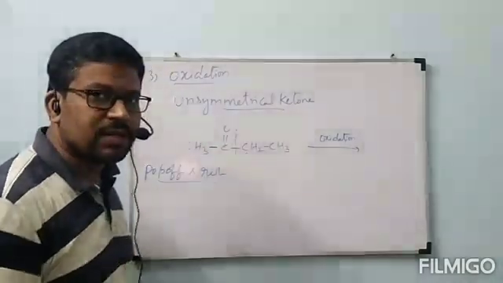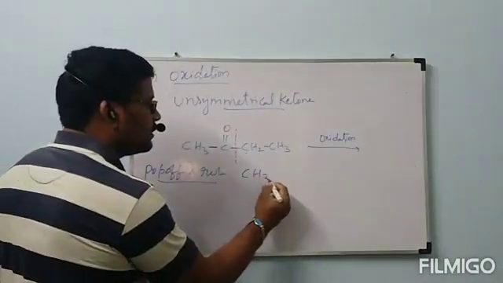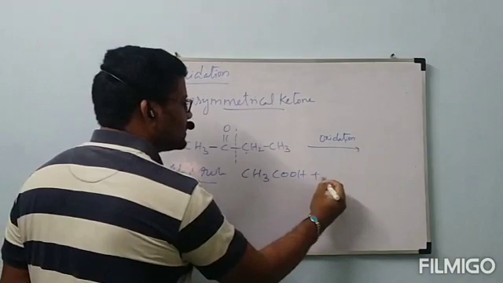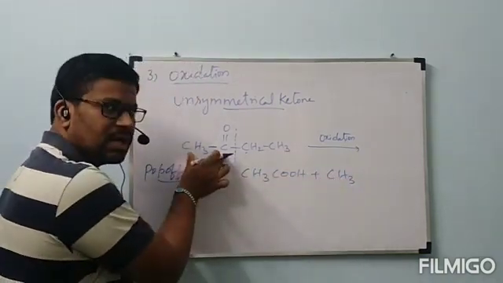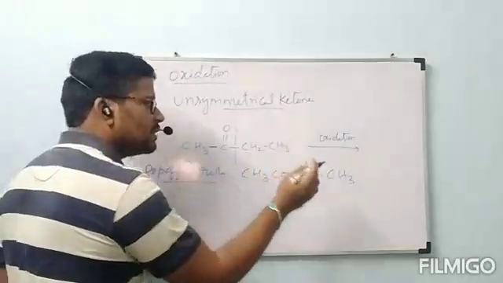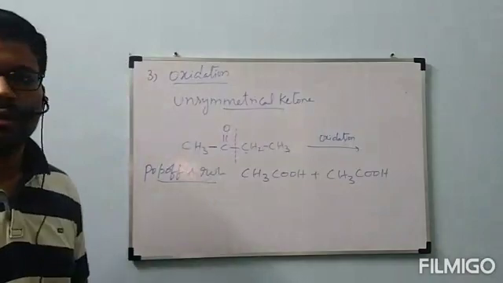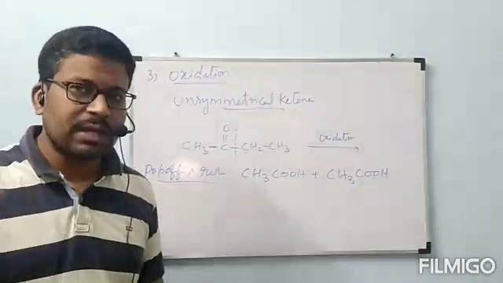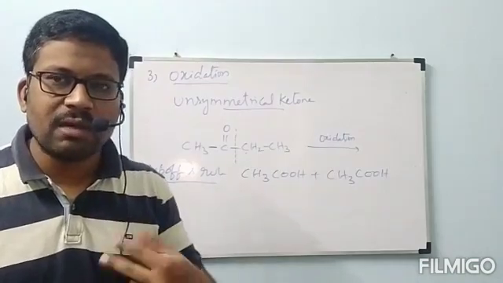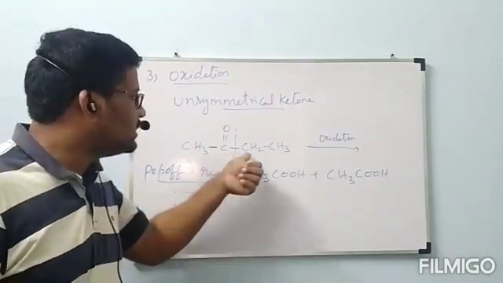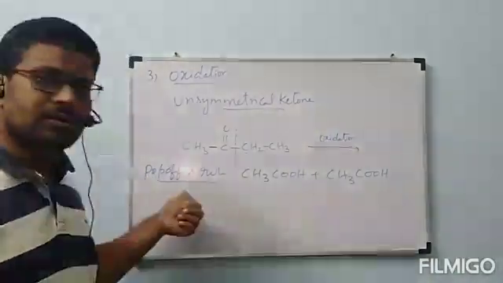Now what are the products if this bond is cleaved? CH3COOH plus a carboxylic acid with 2 carbons, CH3COOH. These are the major products. Previously we have seen 2 types of possibilities. Of the 2 possibilities, which one is dominating? C2 C3 bond cleavage is dominating, according to which rule? Popoff's rule.